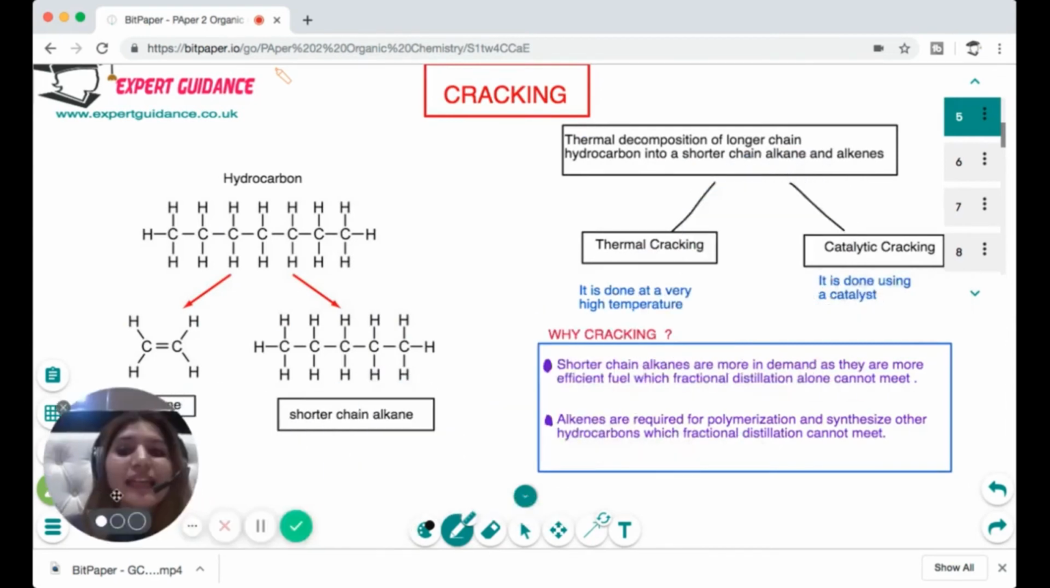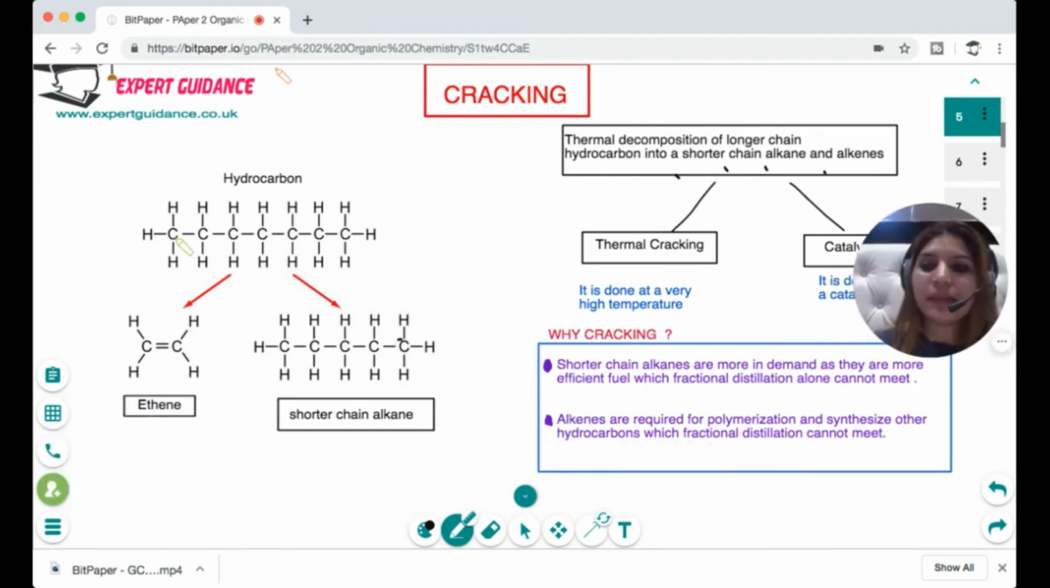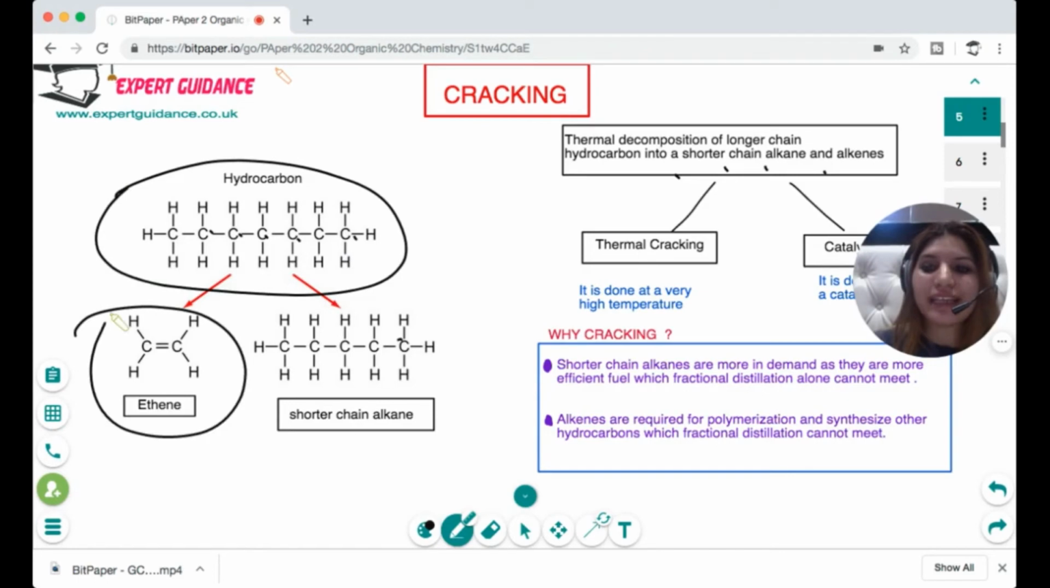Okay, next we have another technique called cracking. Now what is cracking? As the name suggests, crack means to break. So cracking is the thermal decomposition of a longer chain hydrocarbon into a shorter chain alkane and an alkene. So you can look at this example. We have a 7 carbon hydrocarbon, and we broke it into 2 carbon ethene and then a 5 carbon shorter alkane.